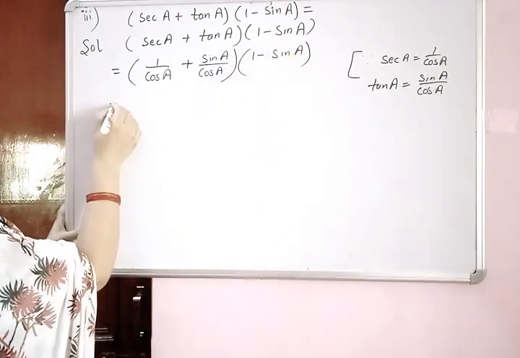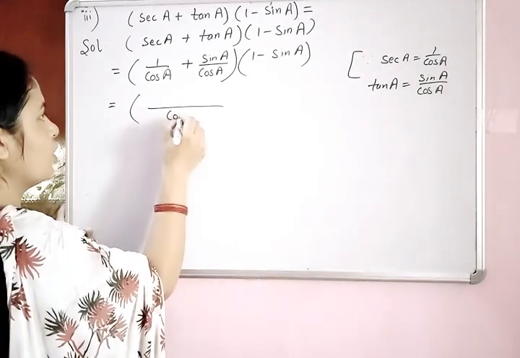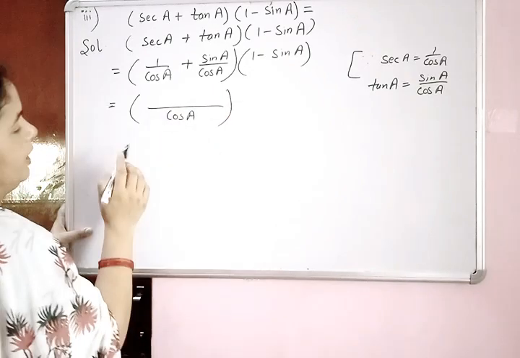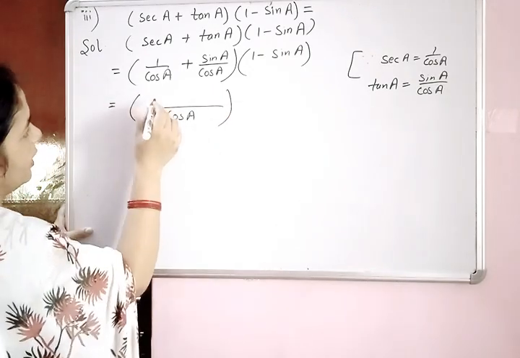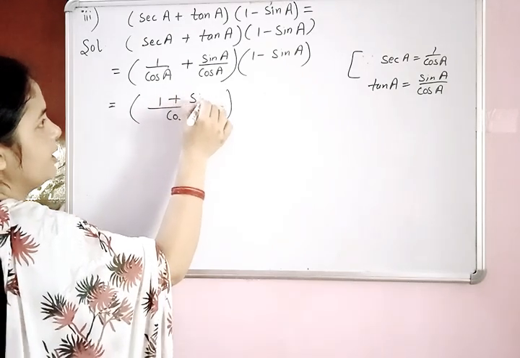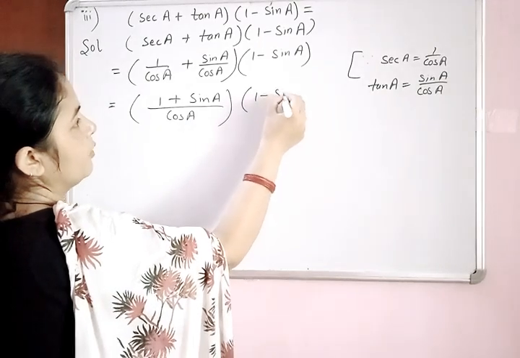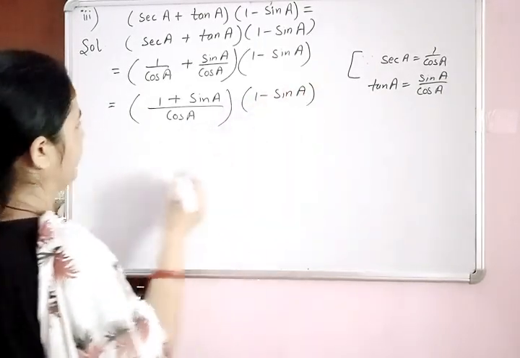Now look at here. Here we can take LCM. LCM of cos A and cos A is cos A. If you solve this, then cos A cancels, 1 into 1 is 1, plus cos A cancels, 1 into sin A is sin A. So we have 1 plus sin A upon cos A, multiplied by 1 minus sin A.